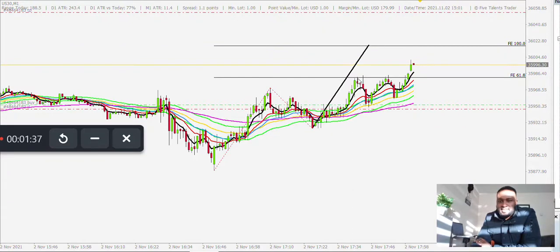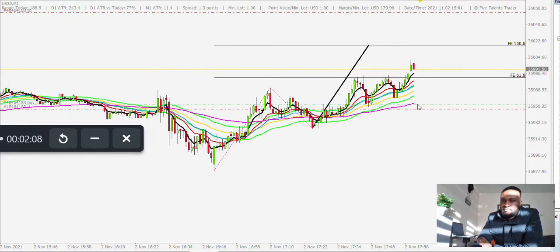So price just messed about around here. It didn't break until the last minute of the hour, and it broke here, and now my sights are still on 100% of ABCD. So sights to 100%. Take profit around there. Move the stop loss now. Good thing the EMA 89 is now above my entry.